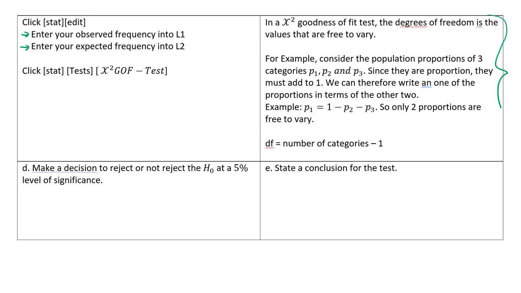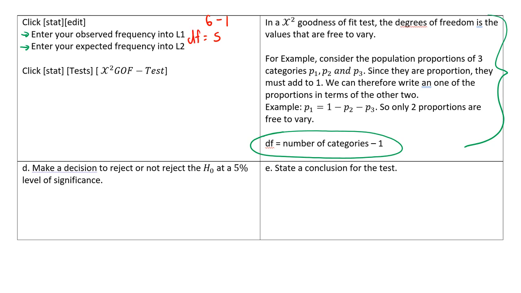Over here you have this whole little speech about the degrees of freedom. It's just reminding you how it works. It's just the categories minus 1. Now for us, we're dealing with a 6-sided die. So we have 6 categories, minus 1 is 5. So our degrees of freedom is going to be 5.